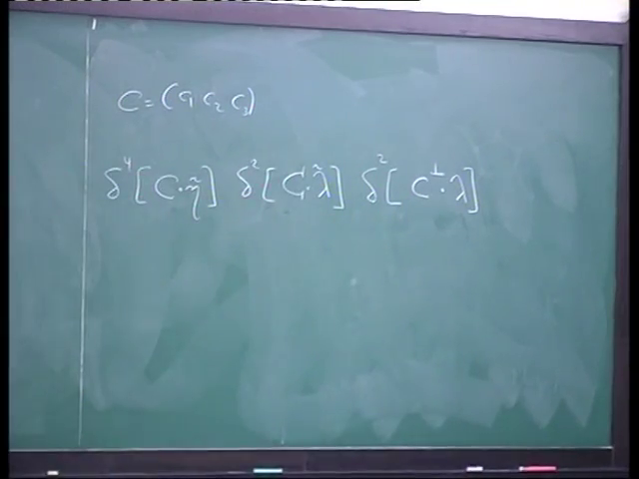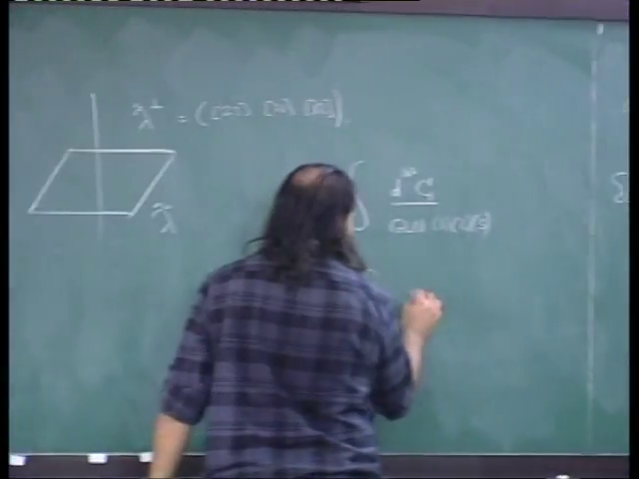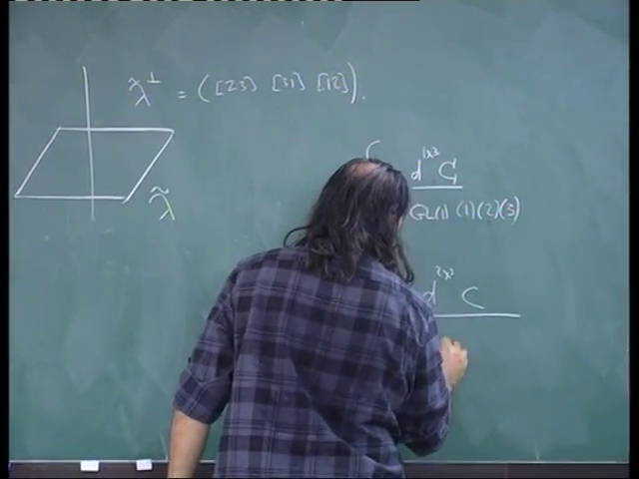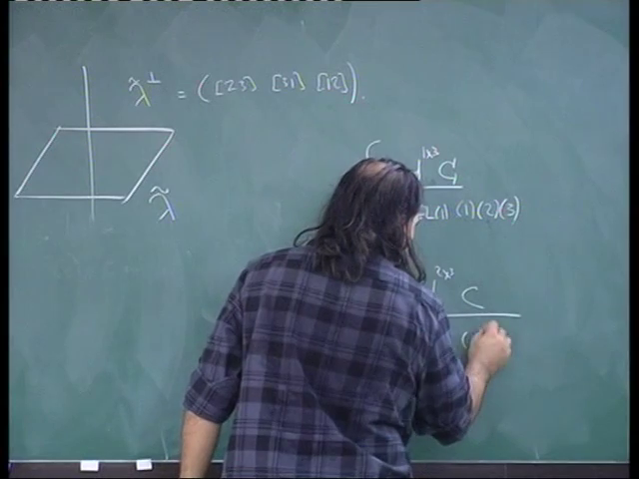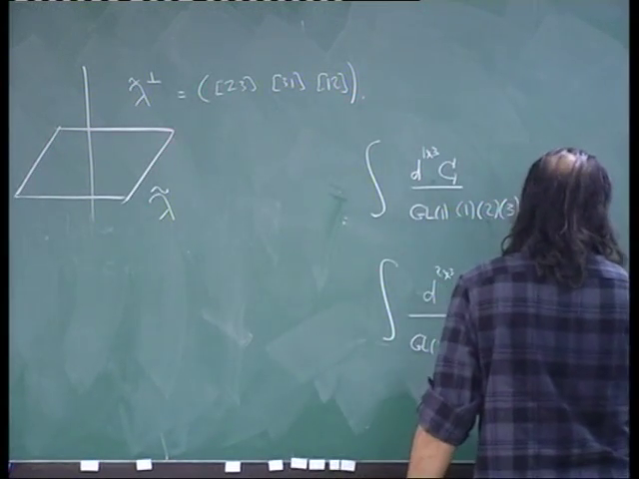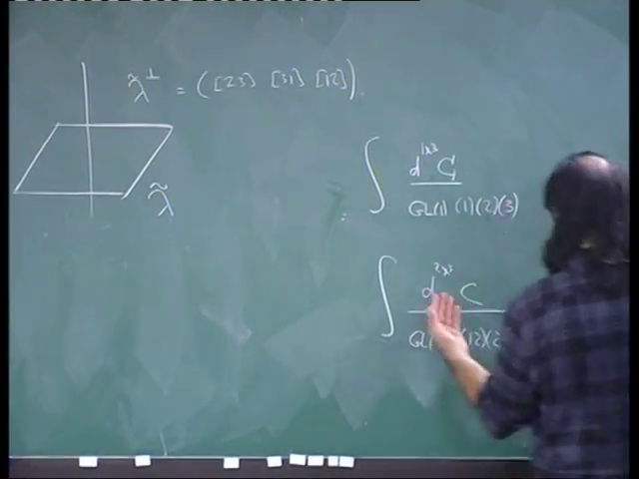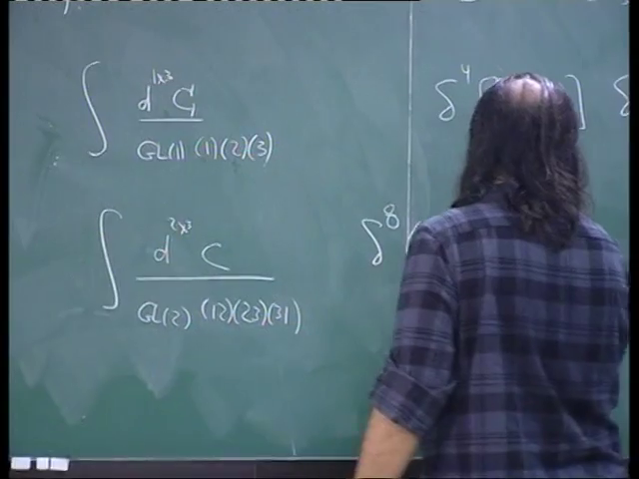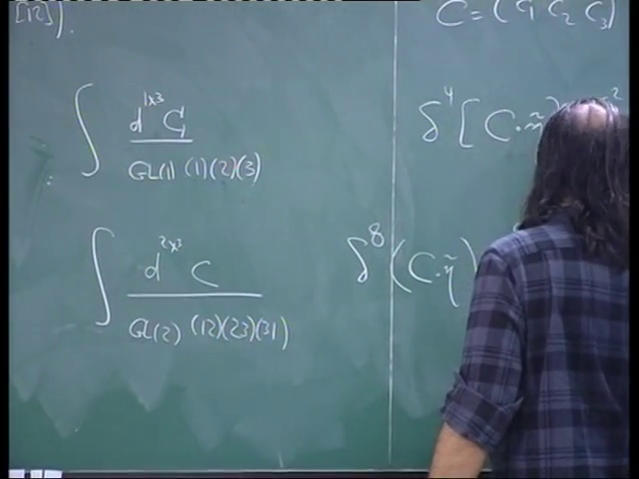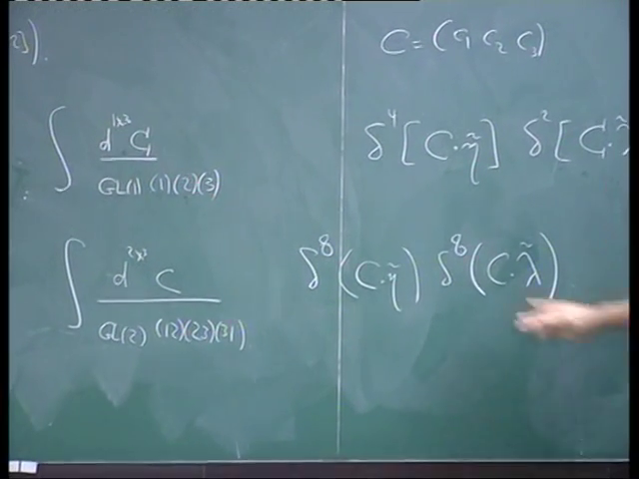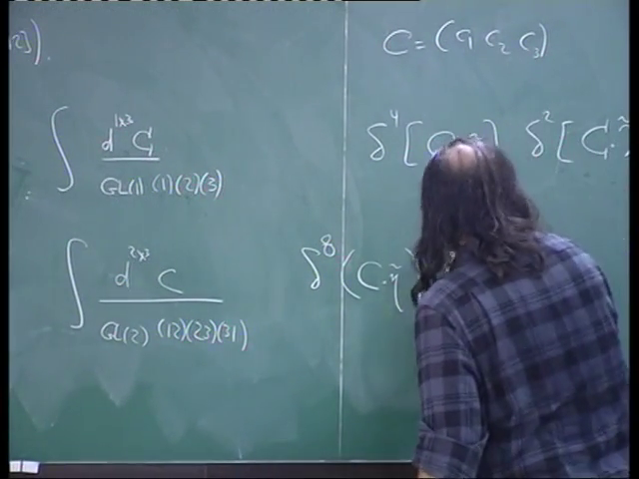So how does it work for the other amplitude? Well, it shouldn't surprise you that it looks like d2 times 3c over GL2. Now it's the minors 1, 2, 2, 3, 3, 1. And it's exactly the same. It's delta 8. So this is a 2 by 3 matrix. So it's delta 8 c dot eta tilde, delta 4 c dot lambda tilde.